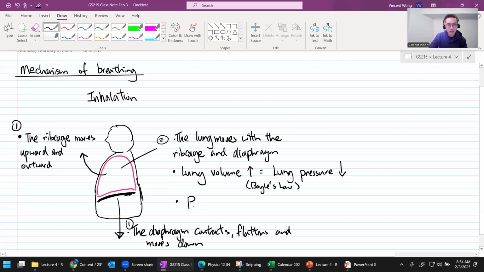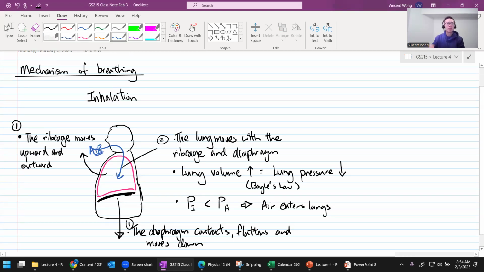When the lung pressure, we call it PI, intrapulmonary pressure, drops and goes below the atmospheric pressure, then air enters the lung. So air is going to come in like this.